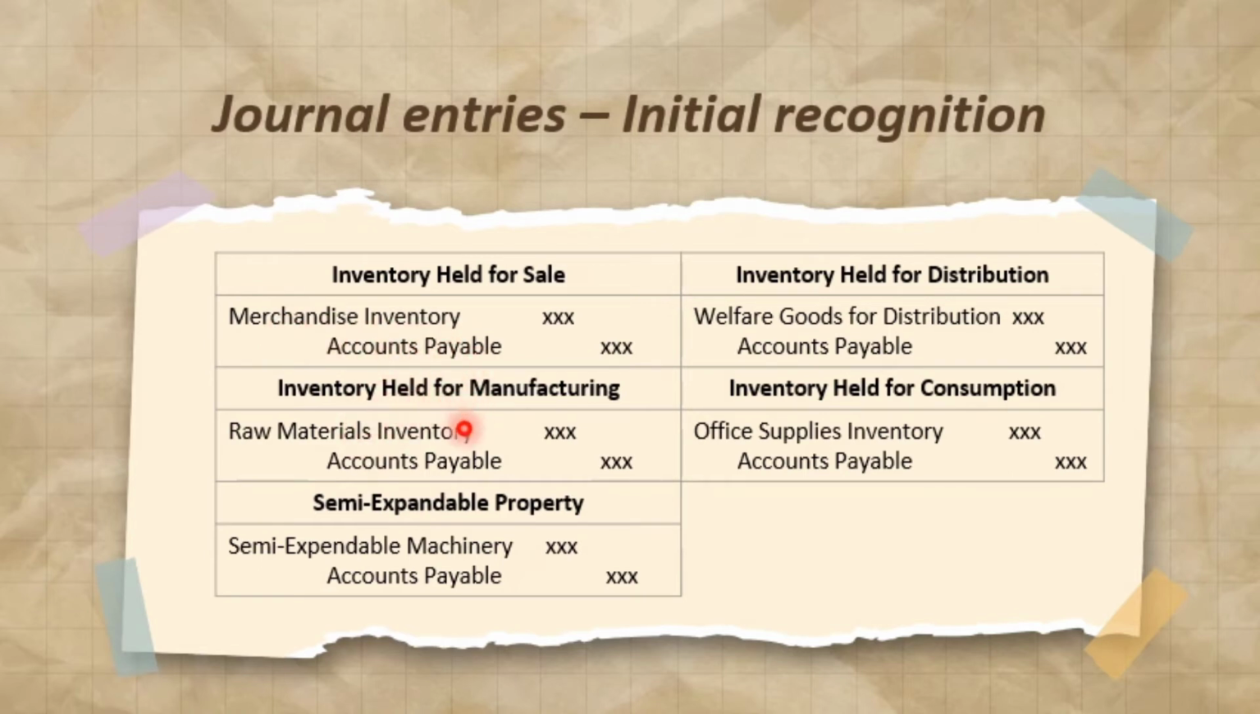For inventory held for manufacturing, debit raw materials inventory and then credit accounts payable. For inventory held for distribution, we have debit welfare goods for distribution and credit accounts payable. For inventory held for consumption, debit office supplies inventory and credit accounts payable, and then for semi-expendable property, we have to debit semi-expendable machinery and credit accounts payable. So dito, we must be mindful of our use of account titles.